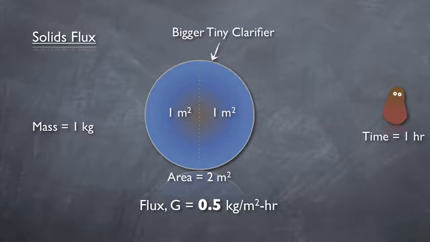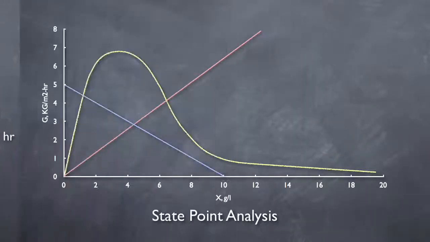Why? Because it is normalized to 1 square meter of clarifier area. The amount of solids going through the clarifier didn't change, but the amount going through 1 square meter did, by half. By using flux, one can compare clarifiers of different sizes and loads on an equal basis. Now that we've covered both axes of the diagram, let's get to the 3 main components.